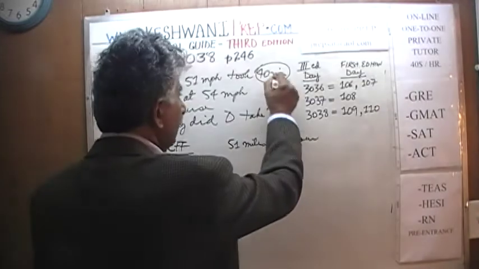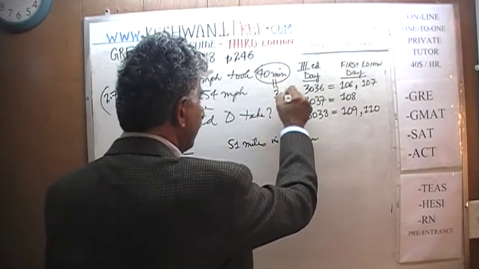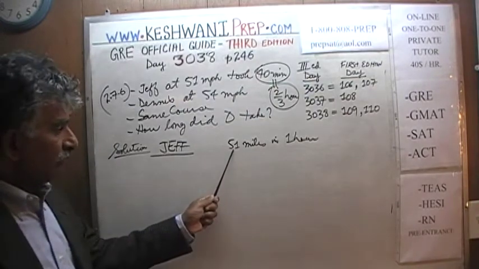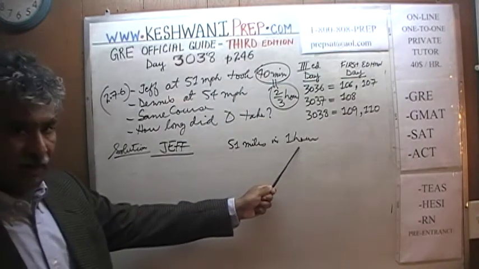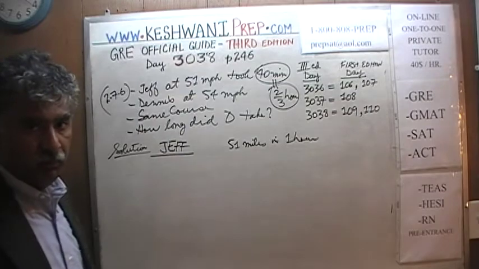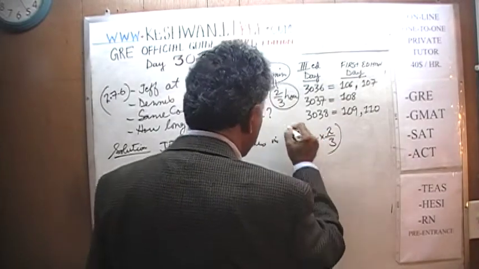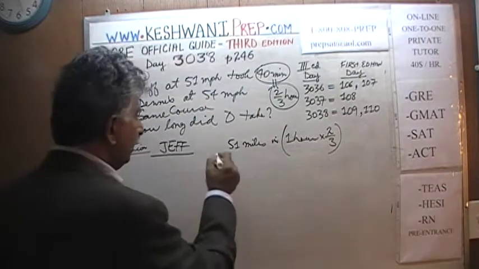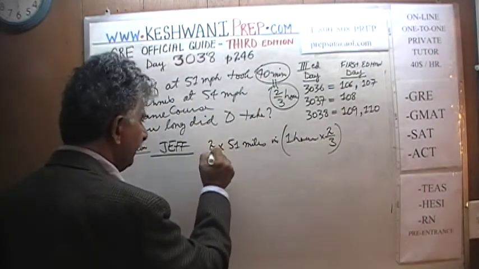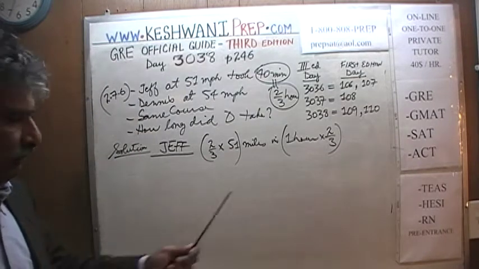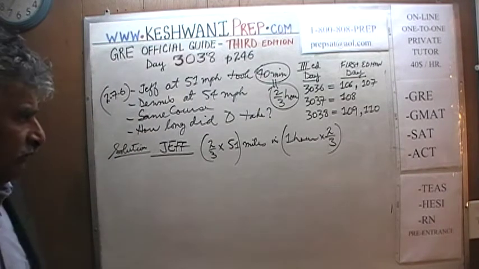40 minutes, we know, is 2/3 of an hour. Isn't it? So, he goes 51 miles in 1 hour. How far do you suppose he will go in 2/3 of an hour? Well, it's very simple. Multiply both sides of the equation by 2/3. Multiply this side of the equation by 2/3. And multiply this side of the equation by 2/3. It is an equation. Equation, statement, same thing. Do you understand? Multiply both sides of the statement by 2/3. That's it. We are done.